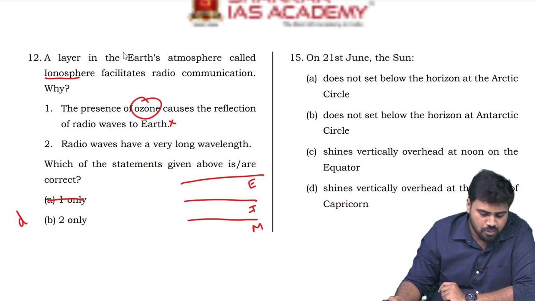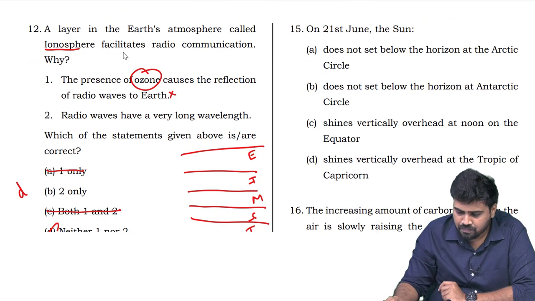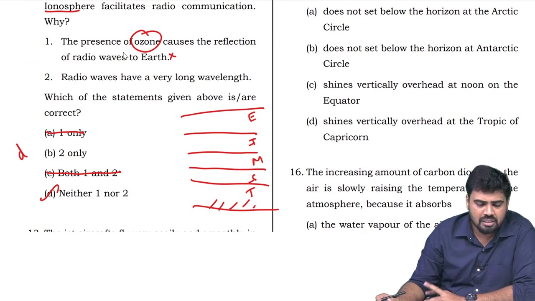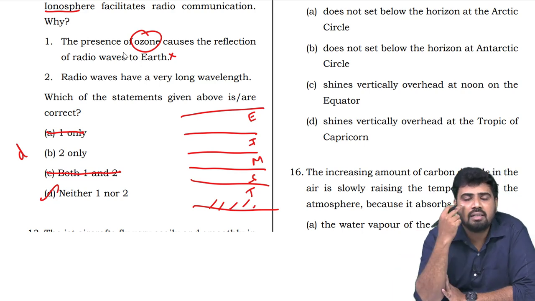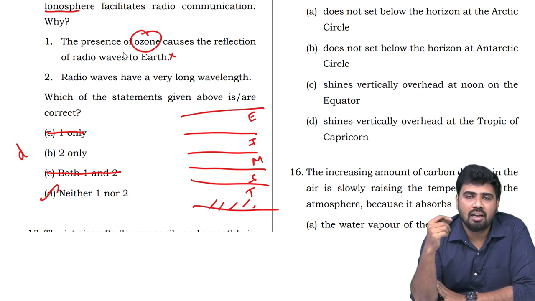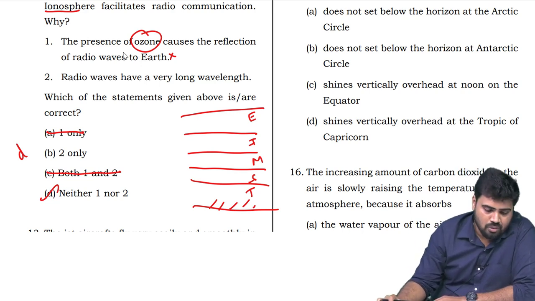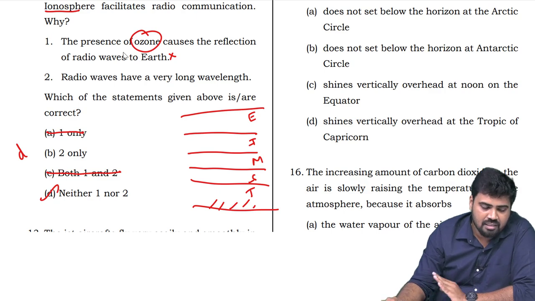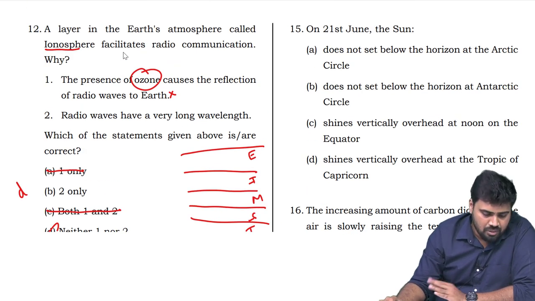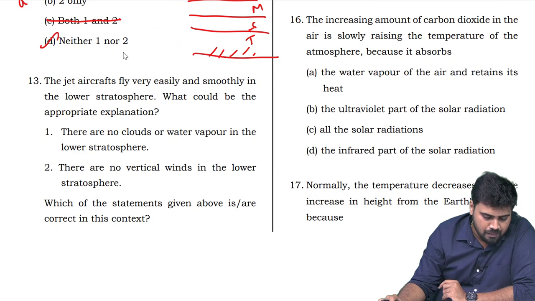So 12 option D for Delhi. So the ionosphere facilitates radio communication, particularly the electrically charged particles called ions reflect radio waves. That is the exact answer. We know that actually. So 12 option D, neither one nor two. Even though the second statement is correct, it is not exactly relevant for the question. So 12 option D. 13.